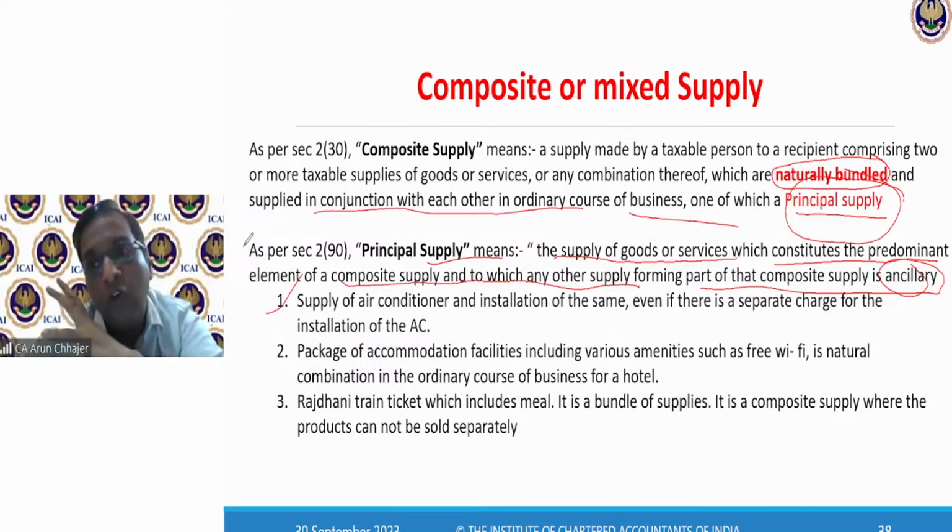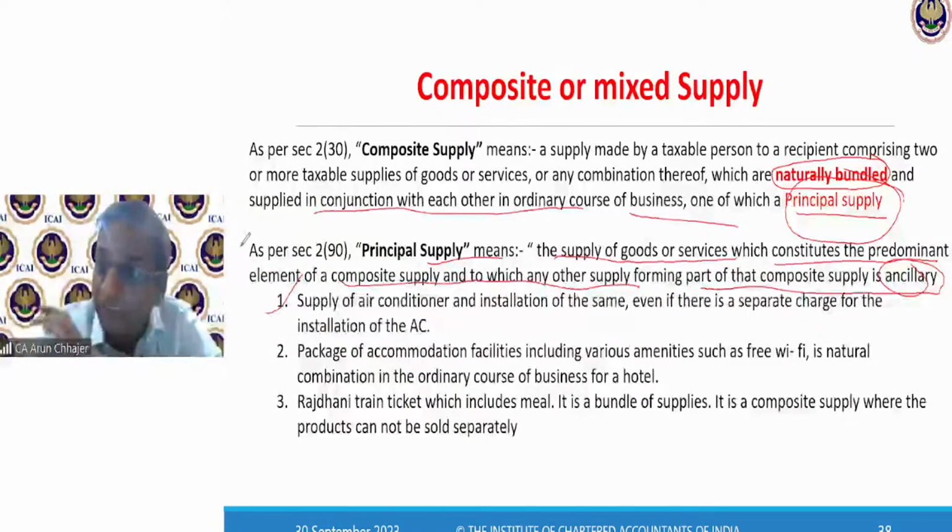Now, we all know that these are naturally bundled. In that case, will it be composite supply? Will it be mixed supply? Will it be goods? Will it be services? What could be the answer?